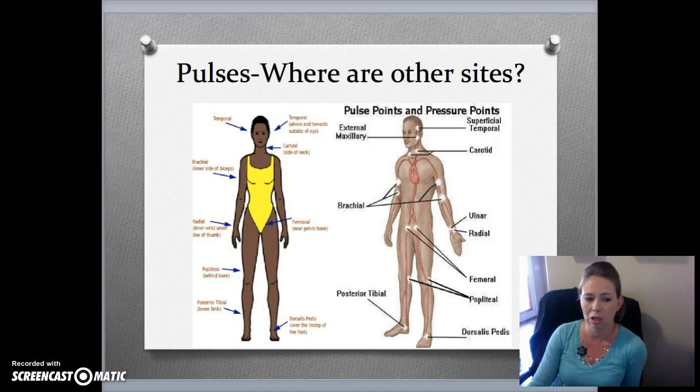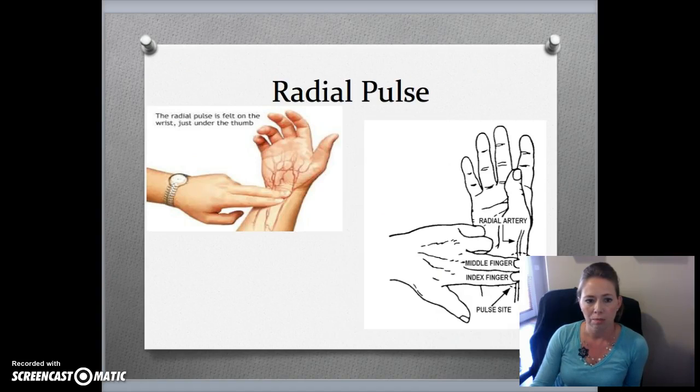I have to speed along because I only have a few more minutes with this video. But there's all your pulse sites. You should know where to get those. Radial site is what you're going to be tested on. That's on your thumb side. Brachial's on your pinky side.